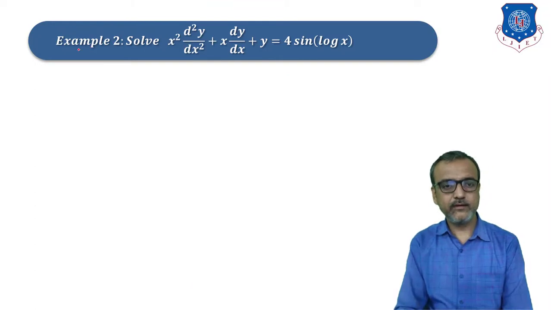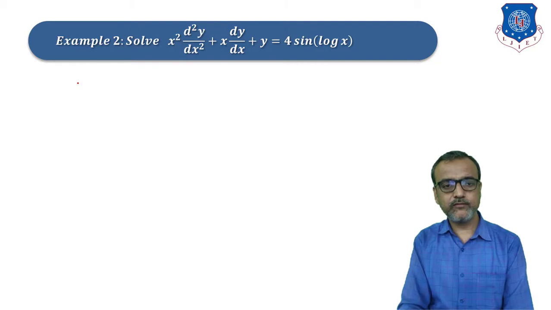Now we will see example 2. Solve x square d square y by dx square plus x dy by dx plus y equals 4 sin log x. Here you can see that with dy by dx we have x and with d square y by dx square we have x square. So this is an Euler-Cauchy differential equation.